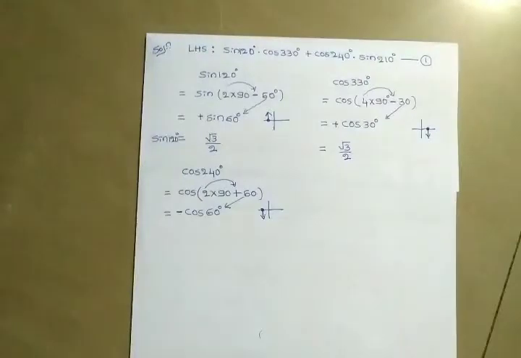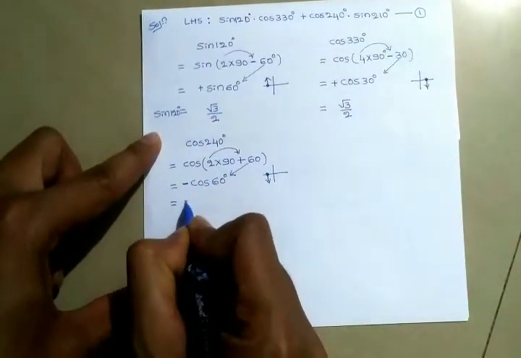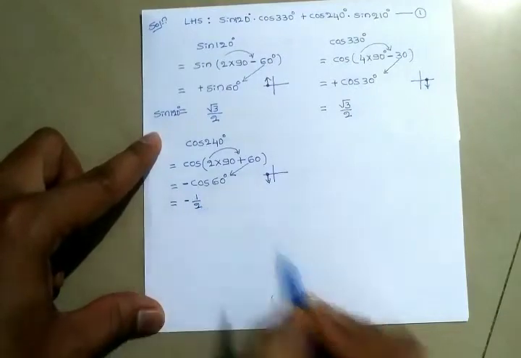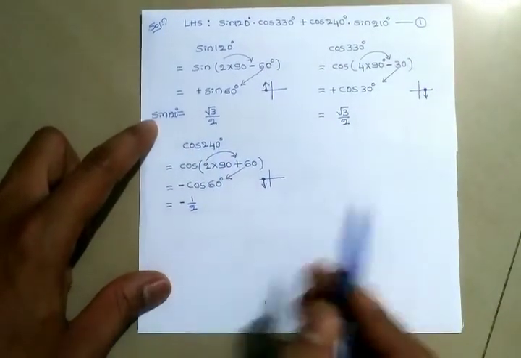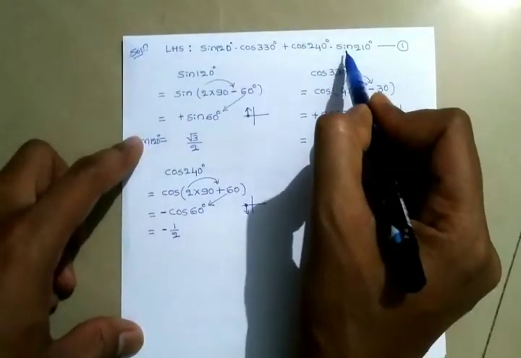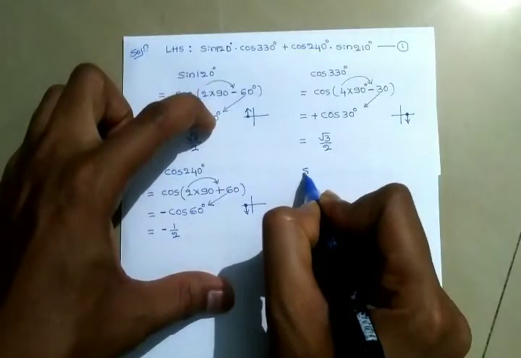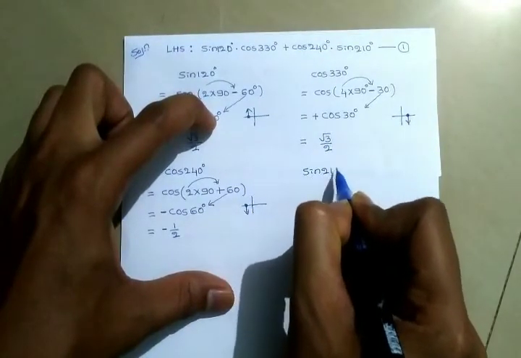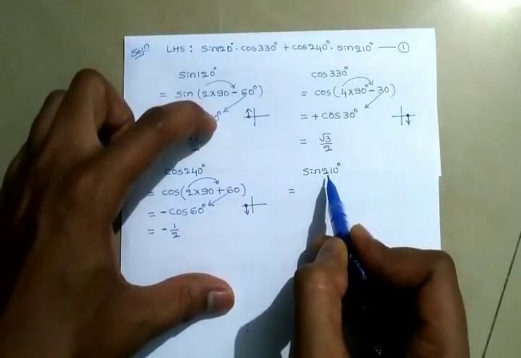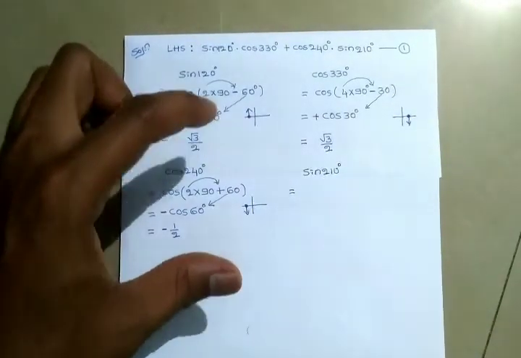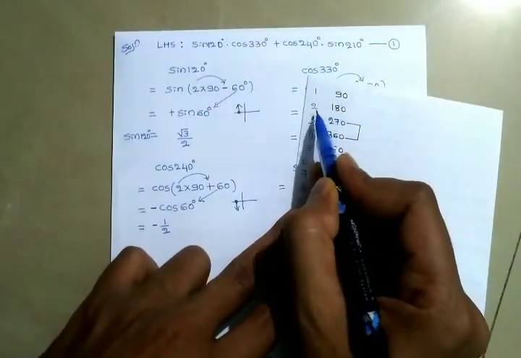So here you mention cos 60 degree value minus, I am going to keep it as it is, 1 divided by 2. So we got cos 240 value. Next, at the final here sine 210 degree is there. So consider sine 210 degree, which is equals to, again 210 comes in between 180 to what? 270, correct? 180 to 270, 210 comes here.